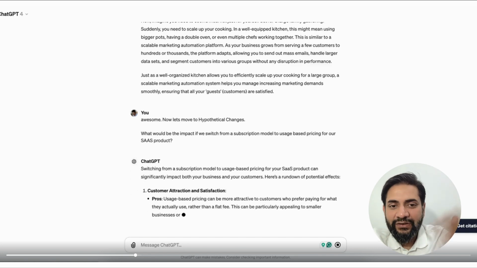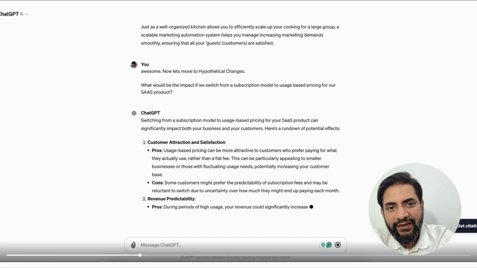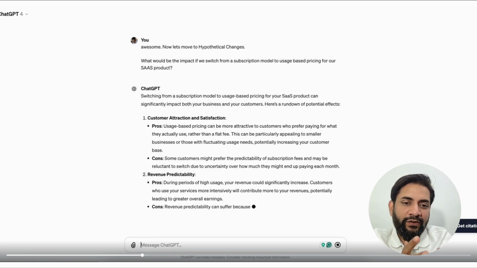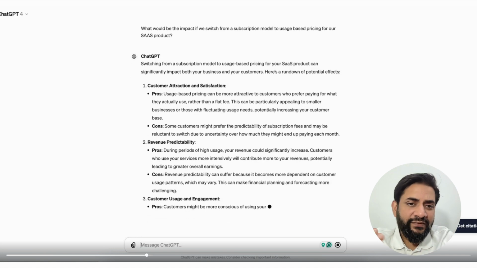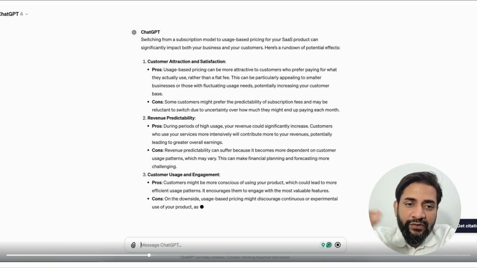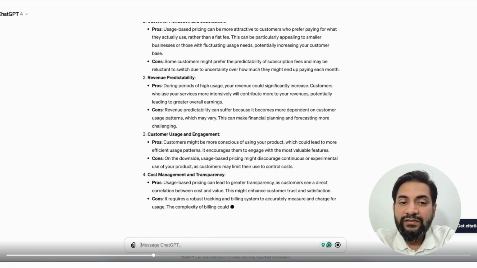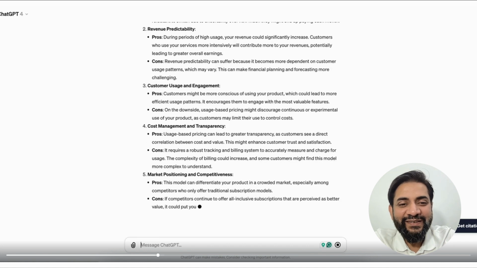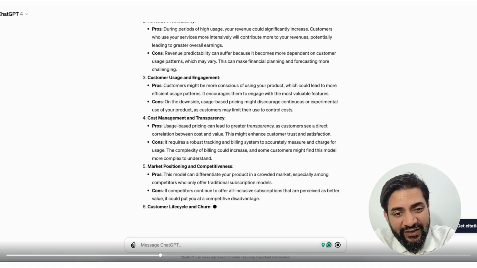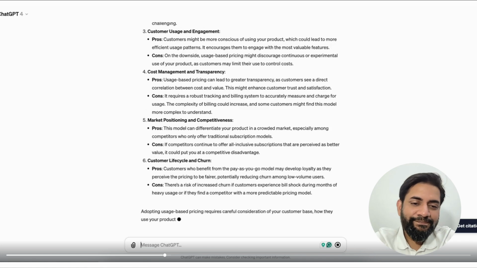So, in a hypothetical scenario that I give to ChatGPT, I get the response, and it beautifully defines what the pros and the cons would be around this change: customer attraction and satisfaction, what are the pros and what are the cons? Revenue predictability, the pros and the cons. Customer usage and engagement, again, the pros and the cons. Cost management and transparency, the pros and the cons. Market positioning and competitiveness, customer life cycle and churn, and so on.